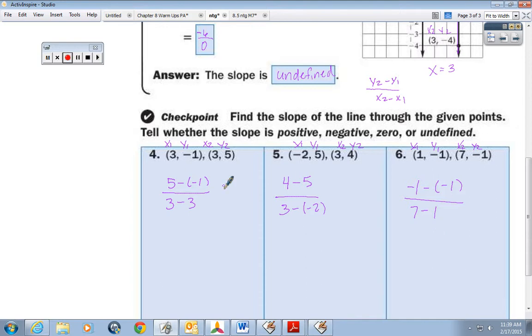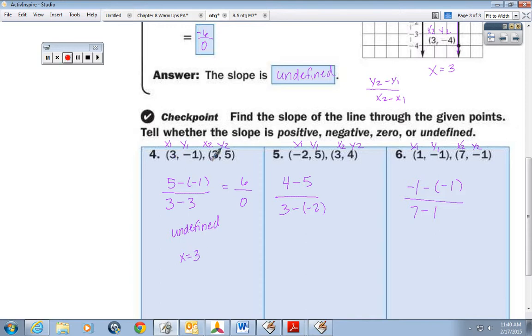Now, what's 3 minus 3? 0. Can I divide anything by 0? No, it's undefined. So if I was going to write an equation of this line, they tell me x is 3. Why? Because both of my x's were 3. Now, it doesn't ask me to do that. It just asks me what kind of slope it is. It's undefined.